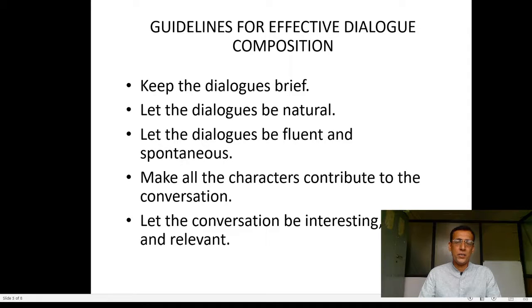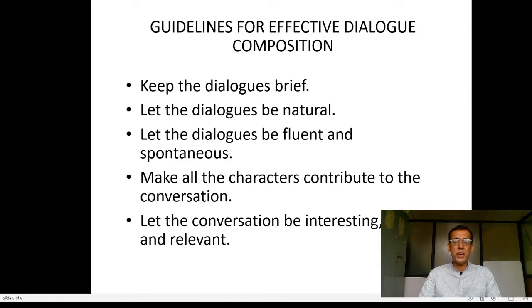To make your dialogues fluent and spontaneous, you need to use the right expressions, you need to use the pauses or questions, exclamatory marks, things like that. Make all the characters contribute to the conversation. See to it that your dialogues are equally shared between or among the characters so that it looks balanced. Let the conversation be interesting, realistic, and relevant.